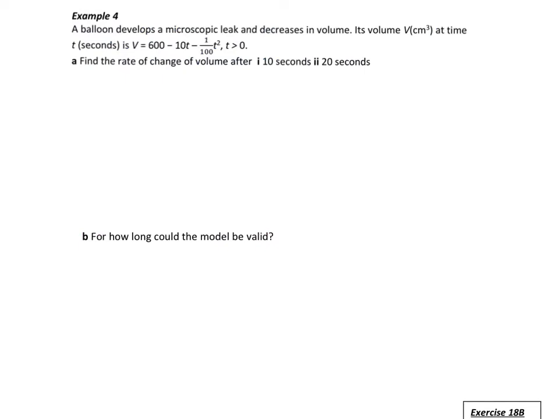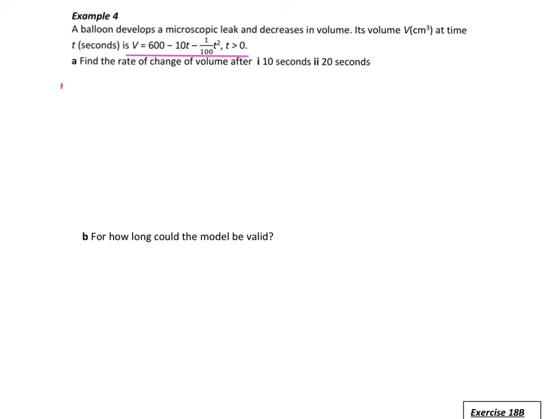A balloon develops a microscopic leak and decreases in volume. Its volume, V centimetres cubed at time t seconds, is given by V equals 600 minus 10t minus 1/100 t squared, and t is greater than 0. Now the question asks us to find the rate of change of volume after 10 seconds and after 20 seconds. So we want them at a point, not between an interval.